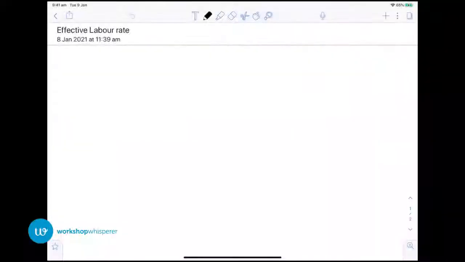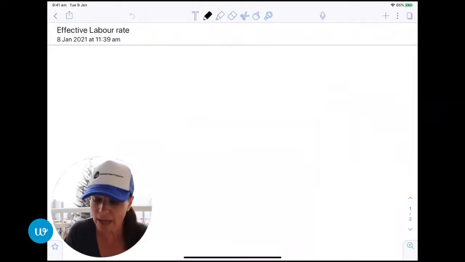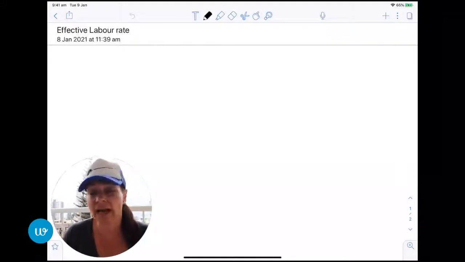So what we can look at here is a pretty simple example of how to calculate your effective labour rate. There's unlikely to be something in your software at this stage that will tell you what your effective labour rate is. If your software does do that, please let me know. I'm just not aware of any of them at the moment.